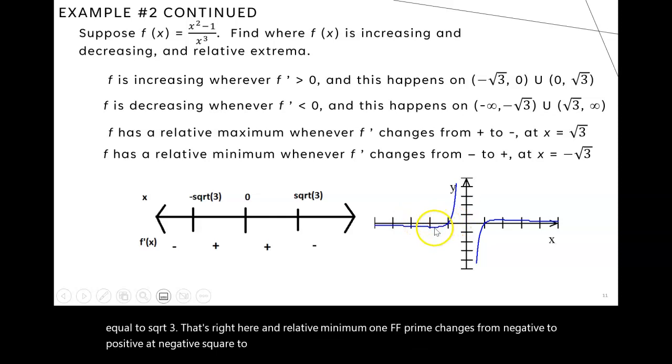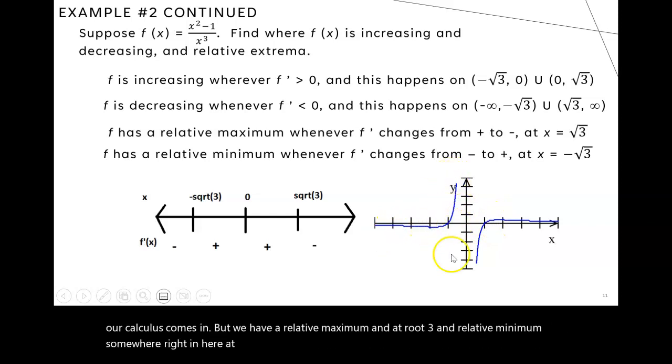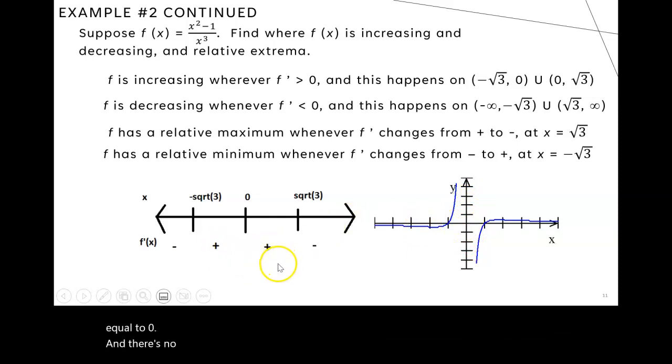So we can see from our graph, it's hard to tell. That's where calculus comes in, but we had a relative maximum at root 3 and a relative minimum somewhere right in here at negative root 3. So notice what happens at 0, by the way. The slope is positive on either side, and in fact, because of the original, we have a vertical asymptote at x equal to 0. And there's no sign change, so that tells us there's no extrema at that point.